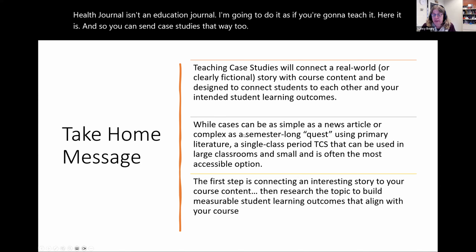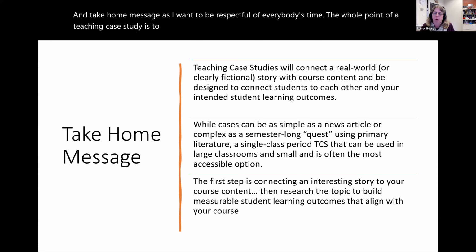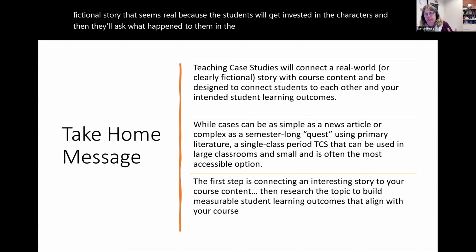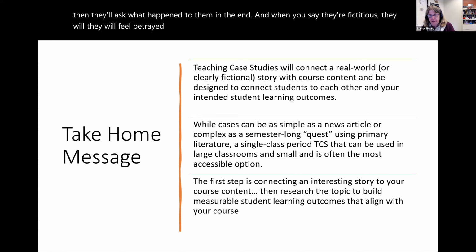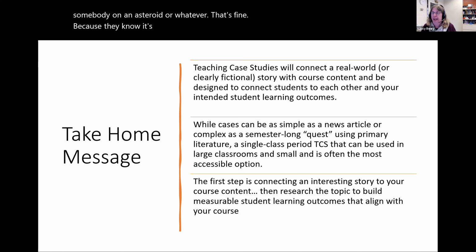And take home message, as I want to be respectful of everybody's time: the whole point of a teaching case study is to connect real world, or clearly ridiculously fictional. Do not make a fictional story that seems real, because the students will get invested in the characters, and then they'll ask what happened to them in the end. And when you say they're fictitious, they will feel betrayed. So clearly fictitious, we're talking about molecules, or we put somebody on an asteroid or whatever, that's fine, because they know it's fictitious, or an actual real story.